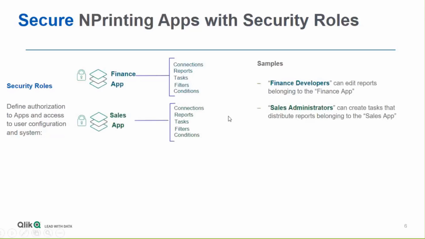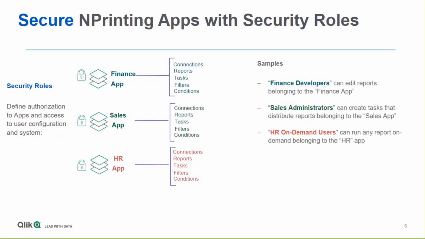At the same time, I can create a sales application. And if I have some administrators, I can define sales administrators to create the tasks and distribute reports, but only the ones that belong to the sales application and no other application. Same with HR. In HR, I can develop a series of segregated reports and tasks. And when my HR users want to do on-demand to run reports whenever they wish through their Qlik applications, they are only able to run reports that are part of the HR application.